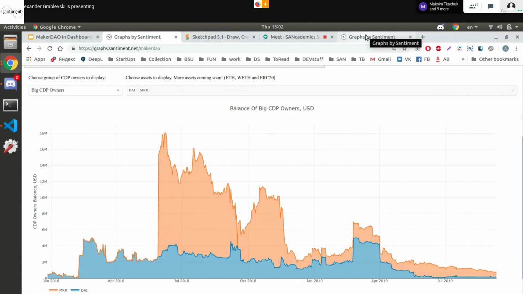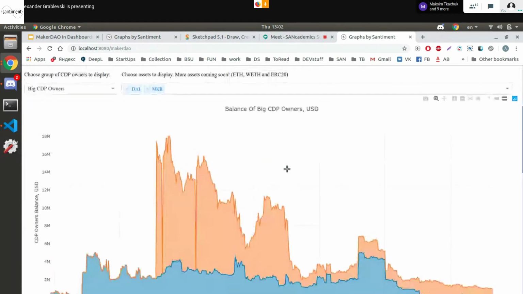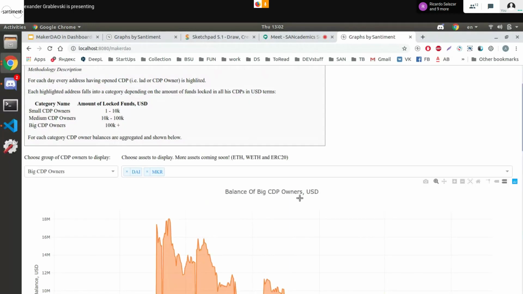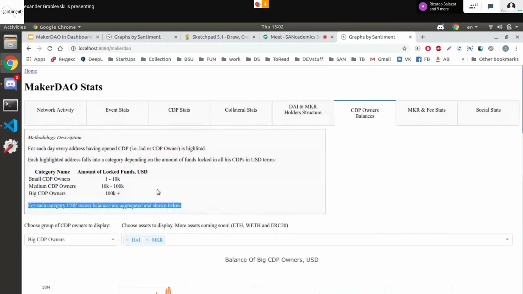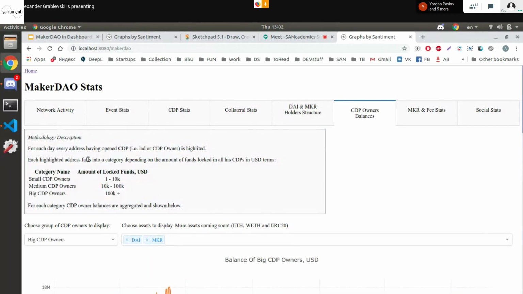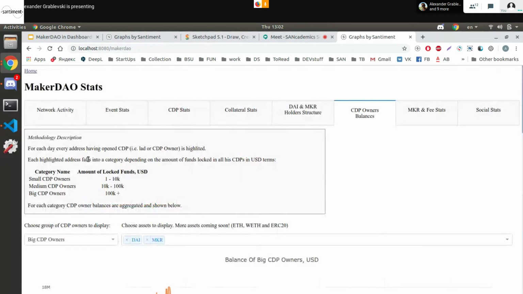So let me switch to the new version. So it has much more graphs and much more things. So let me show how it looks on the new version. I think it will be released soon. On this card, you can see the methodology description. So that shows you how we calculate all these metrics. And how does it work?